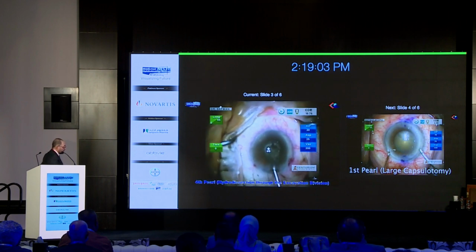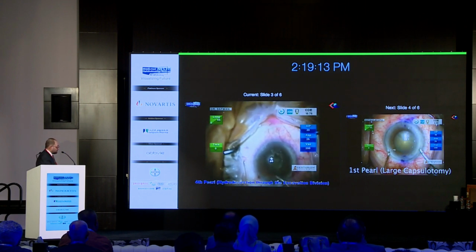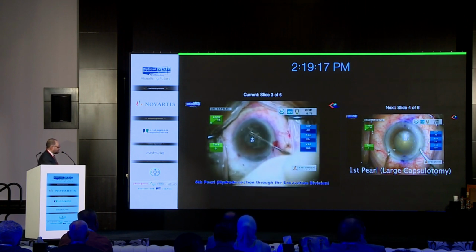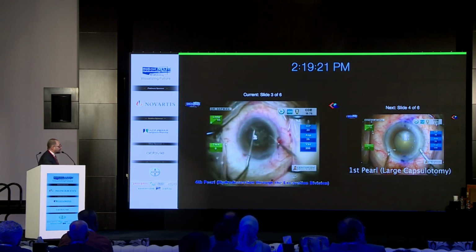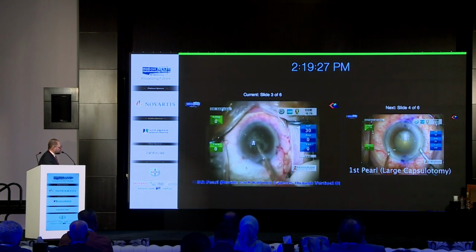Now I'm doing the hydrodissection. The hydrodissection now is very safe, and then I will start my chop. Methyl cellulose, definitely, we will be in need of it more frequently. Rotate, the nucleus will be rotated very easily. Make sure that it's divided in full. And then I will start my chop.